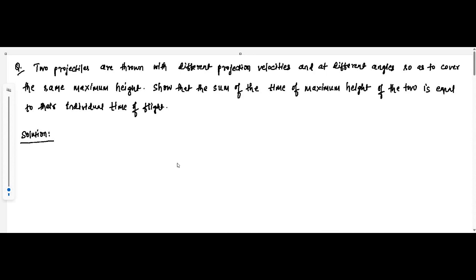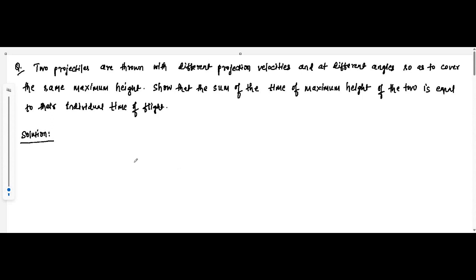So here is another question on projectile motion with angular projection. Here it is given that two projectiles are thrown with different projection velocities, that is initial velocity, and at different projection angles, but they cover the same maximum height. Given that they cover the same maximum height, we have to show that the sum of the time of maximum height of the two projectiles is equal to their individual time of flight.